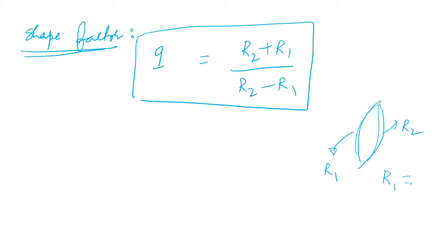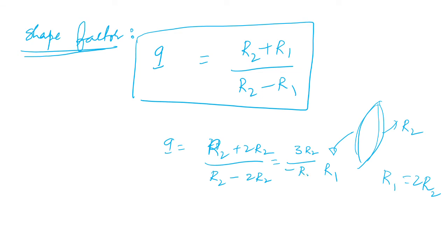If, let's say, R1 is equal to 2R2, then you could see what the shape factor would be. The shape factor would be R2 plus 2R2, over R2 minus 2R2. So that would be 3R2 over minus R2. So that would be negative 3, for example. It's a dimensionless quantity.